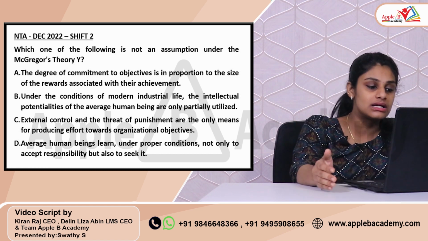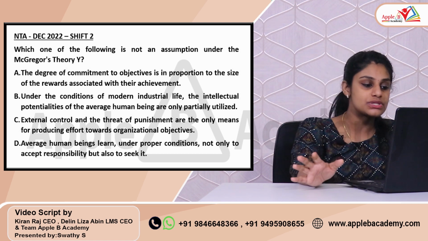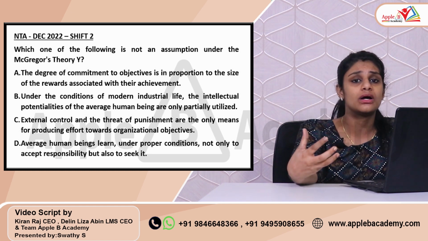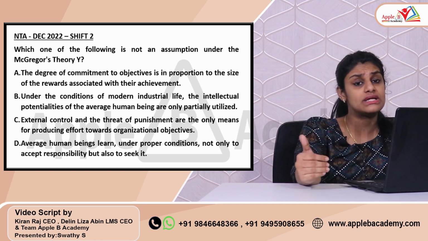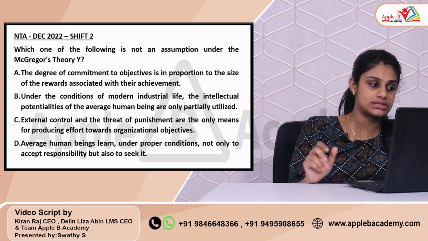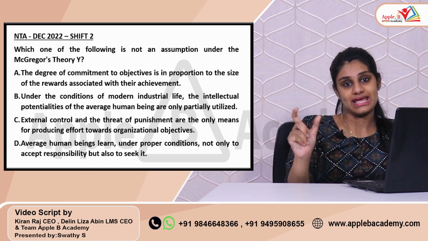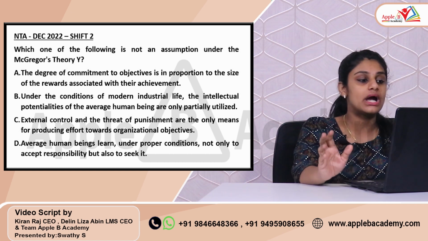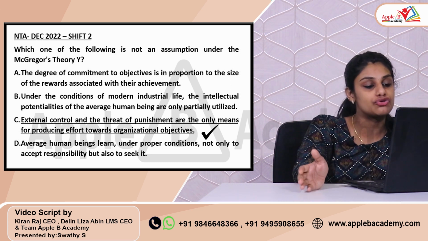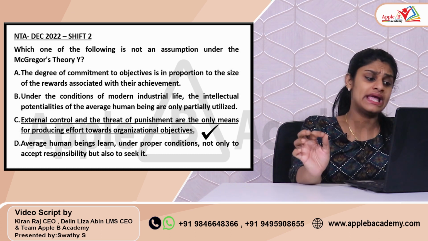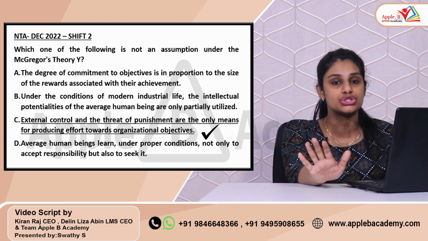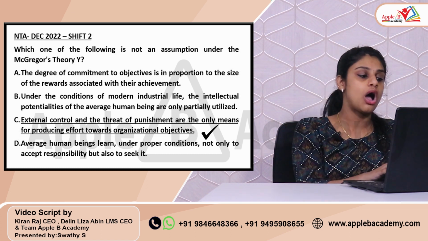Then D: average human beings learn, under proper conditions, not only to accept responsibility but also to seek it. As we already discussed, the workers coming under theory Y are actually interested to take responsibility, right? So in that sense, D is also correct. C is actually talking about theory X. Okay, so you need to identify which is not an assumption. So which will be the correct answer? Option C, external control and threat of punishment are the only means for producing efforts towards organizational objectives. It can be right in the case of theory X, but you can't relate it to theory Y. So the correct answer for this question is option C.